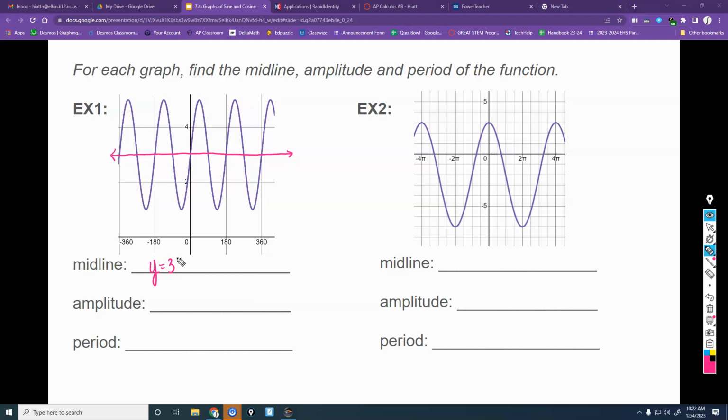Also, you can graph these on Desmos whenever we get to the ones where we're graphing. We can type in y equals 3. It'll graph that midline for us.